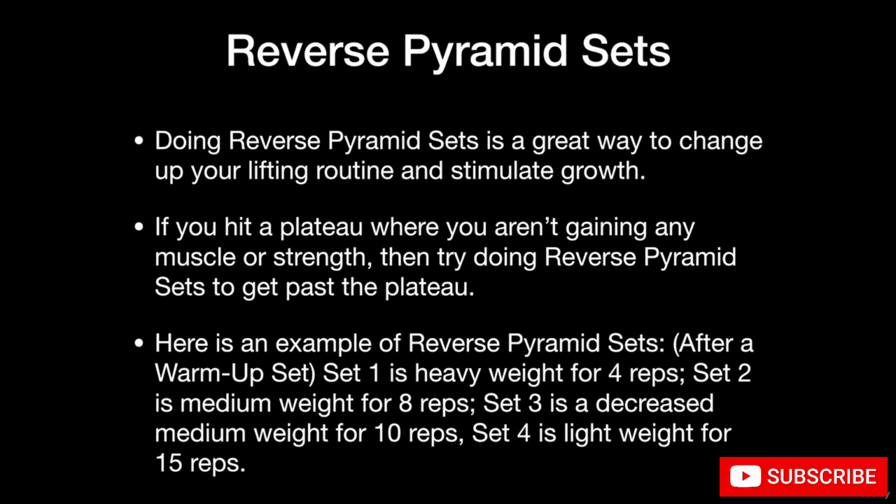Here is an example of reverse pyramid sets. After a warm-up set, set 1 is a heavy weight set for 4 reps. Set 2 uses medium weight for 8 reps. Set 3 uses a decreased medium weight for 10 reps. And then set 4 is lightweight for 15 reps.